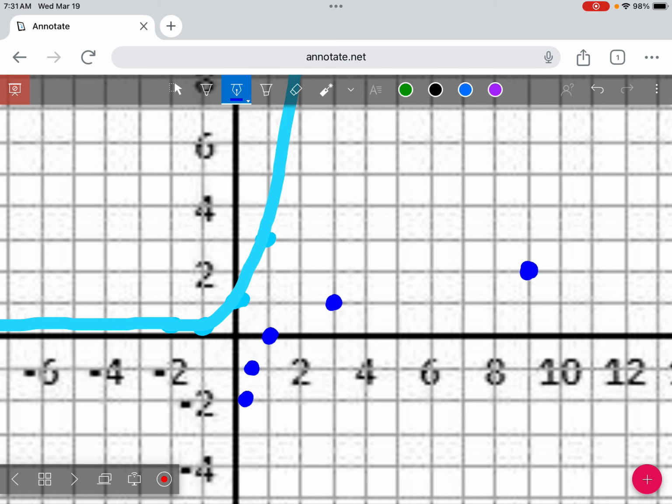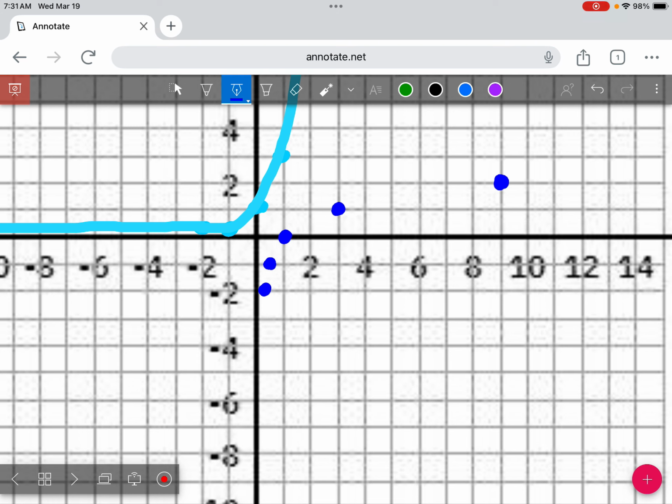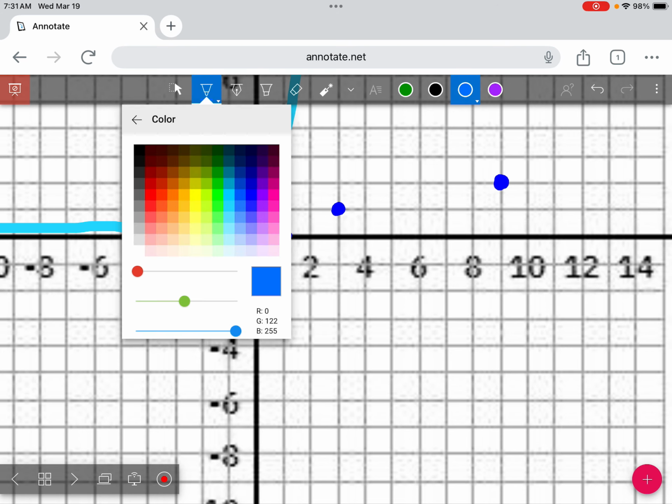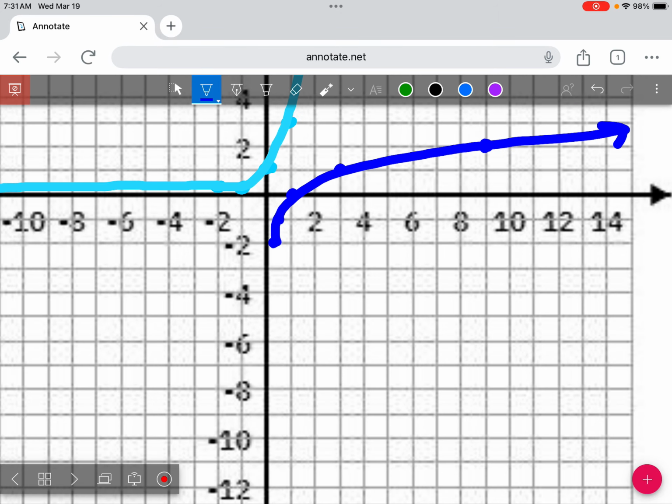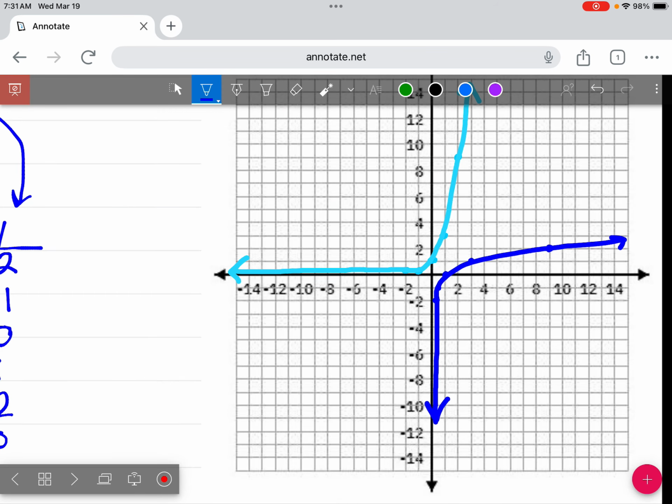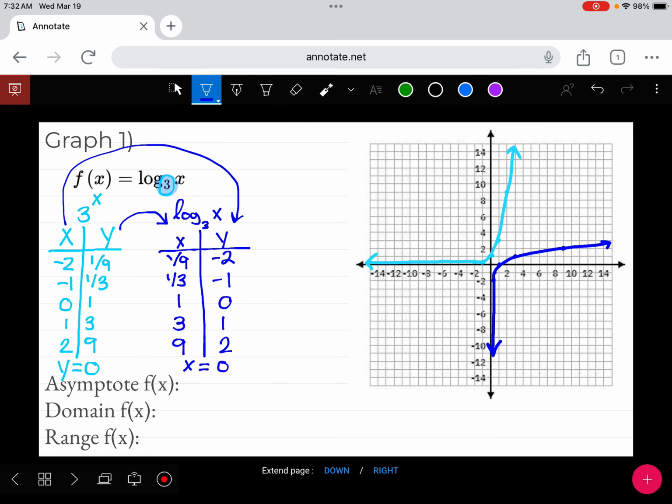Wait, this looks familiar. Wasn't this on our SAT practice questions? Oh, we've seen these, yeah. I believe it was, just to kind of look at things. Should look like that.